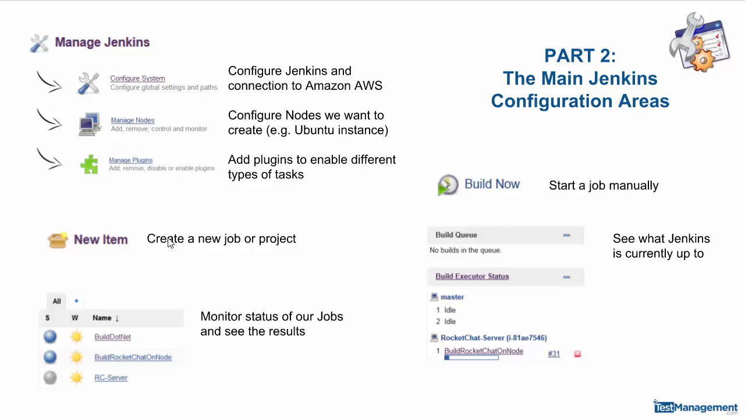Then we'll have a quick look at creating new jobs or projects. We'll see how you can monitor the status of those jobs and projects. We'll have a quick look at how you can kick off manually a build or a job or project. And we'll look through the build execution and build queue panels that you'll see on most of the pages within Jenkins.